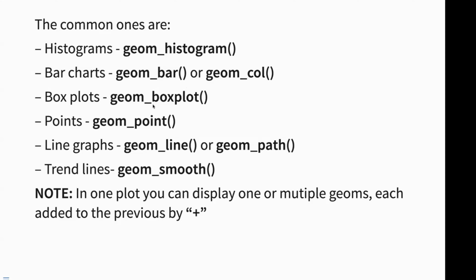Okay. So for the others, like the box plot, we can have geom_boxplot. If you want to look at points, the scatter plots, you can use geom_point. If it's a line graph, you can use geom_line or geom_path. Trend lines, you can use geom_smooth. So these are options of choosing different types of visualization. Okay. And there's this note here where we are saying that in one plot, you can display one or more geoms, each added to the previous by just a plus sign. Okay. And that's why we are talking about ggplot being layered. You can keep on adding layers on top of the other.